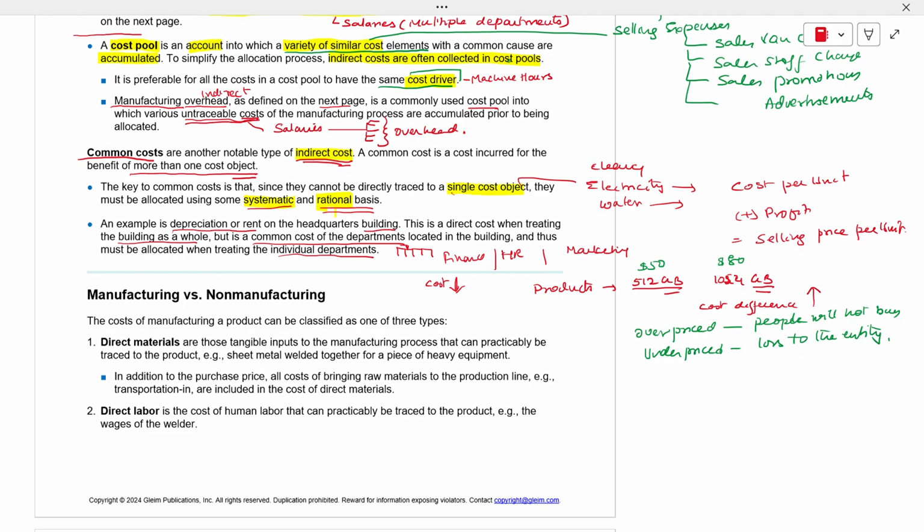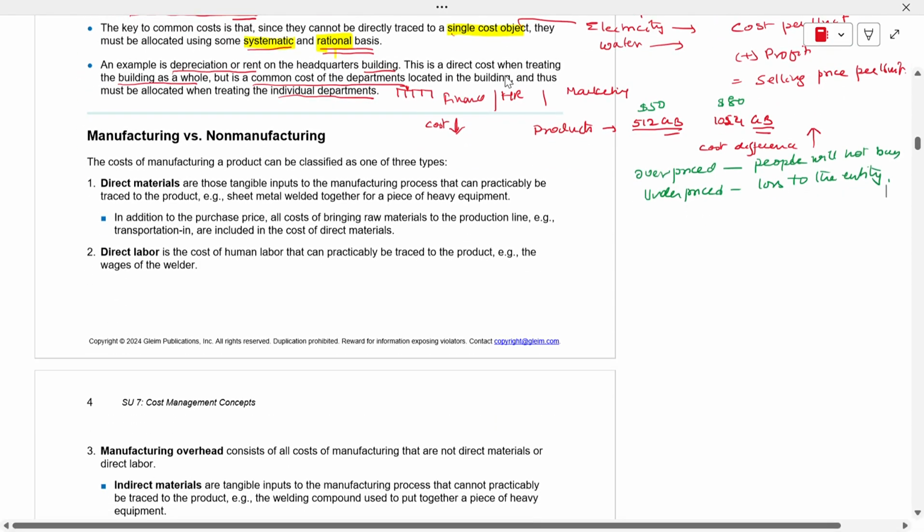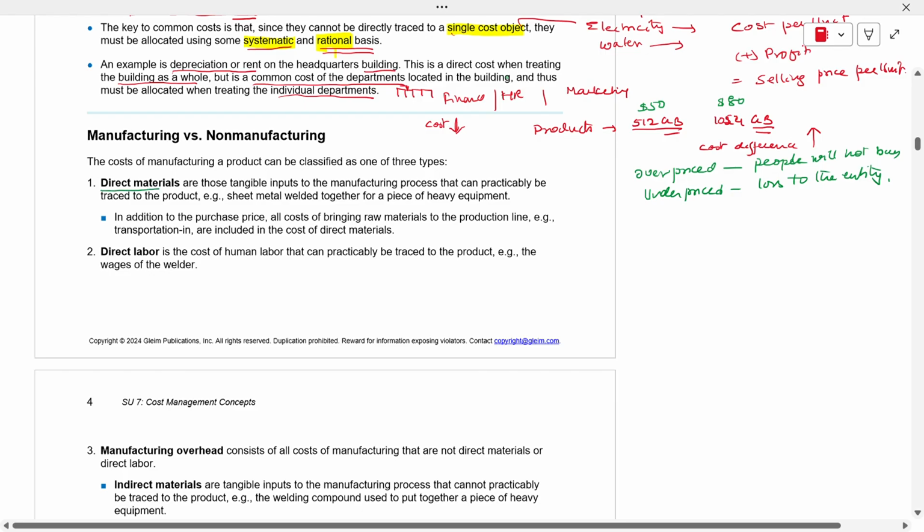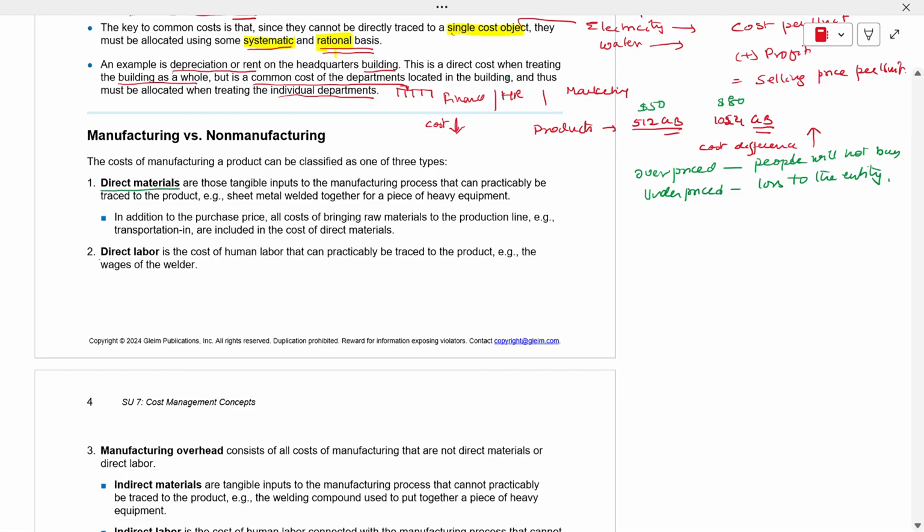That is the reason we are very much concerned about what is the direct cost, what is the indirect cost, and what is the common cost. This is the purpose of costing. What is manufacturing and non-manufacturing? Anything related to direct material, anything related to direct labor.